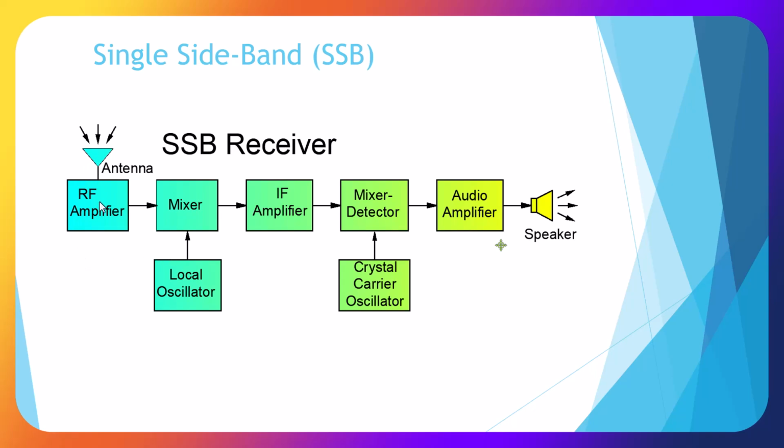We have an antenna, RF amplifier, our mixer, which is fed by a local oscillator, intermediate frequency amplifier, mixer detector with a crystal carrier oscillator, and an audio amplifier and speaker.